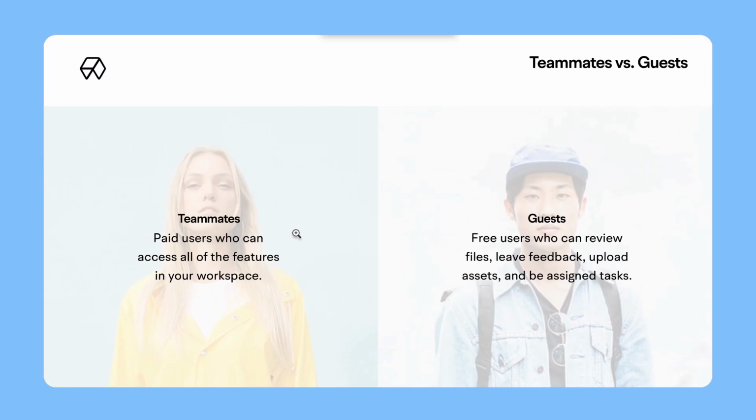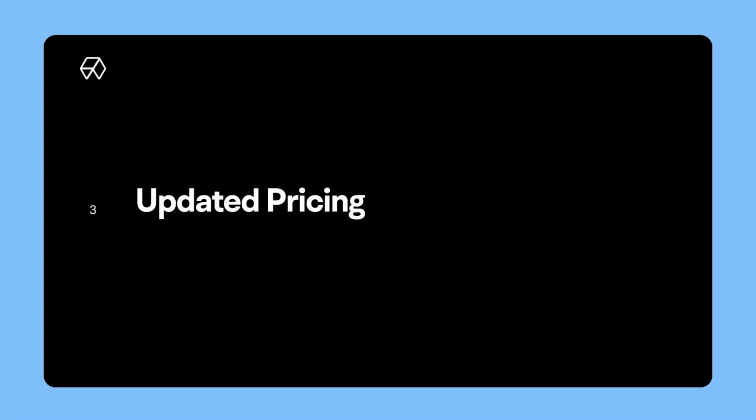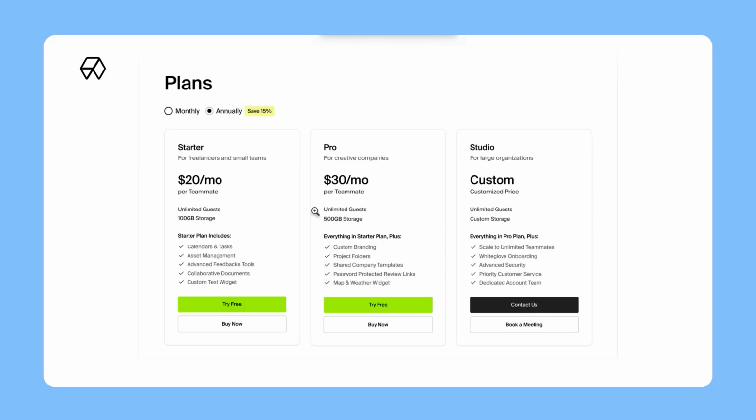So that covers teammates versus guests. Let's get into the updated pricing. So our goal, once again, was to roll out a pricing model that we felt really worked for the way that our industry works, which is, as described, working with many, many external collaborators. And so here is a preview of our new pricing plans, which will go live shortly. We now have 2 tiers that are live, which is our starter plan and our pro plan. These are basically segmented by features and the amount of storage that you start with.